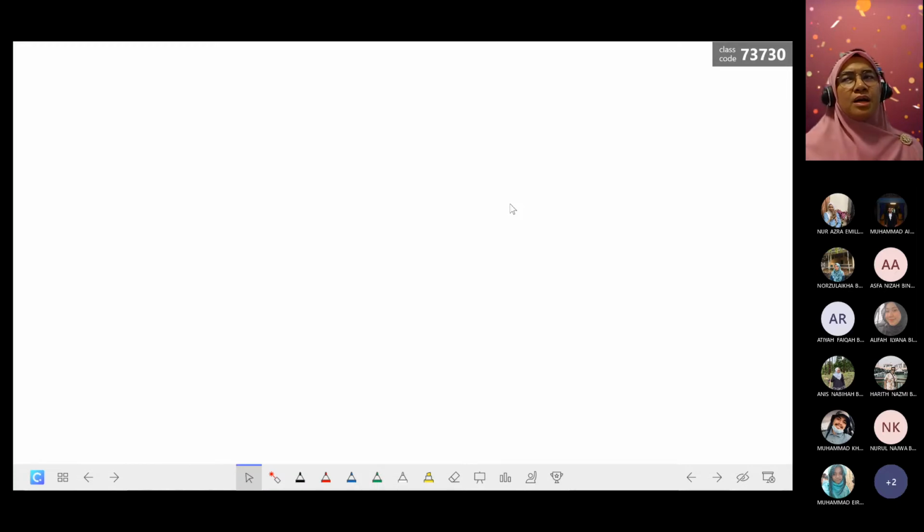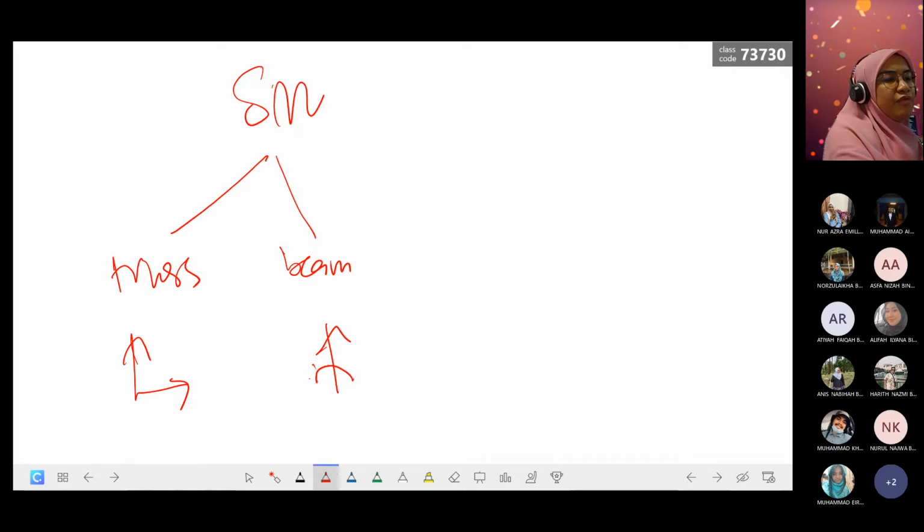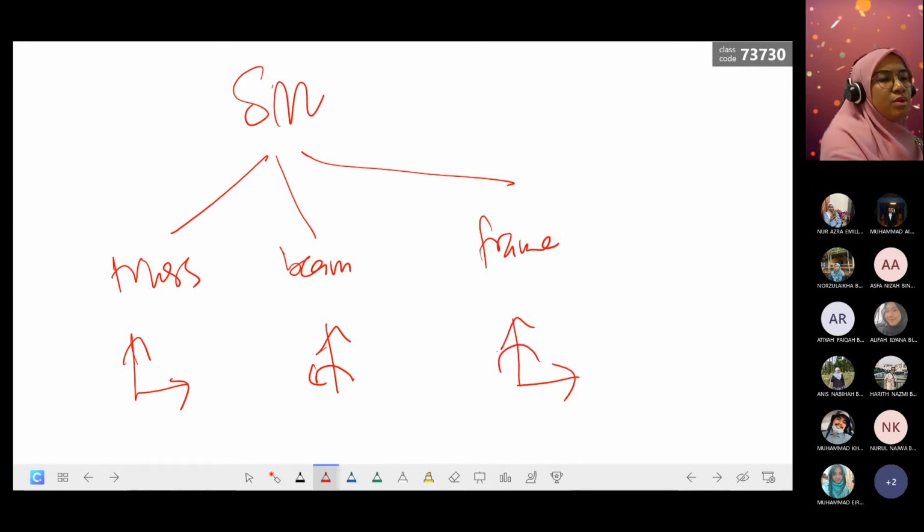Actually kalau topik stiffness method ni, saya biasanya akan ajar truss je. Stiffness method ni saya akan ajar truss. Truss beza dia dengan beam. Okay, beam ni pada degree of freedom. Beza dengan frame juga pada degree of freedom, sebab frame kita count all 3.